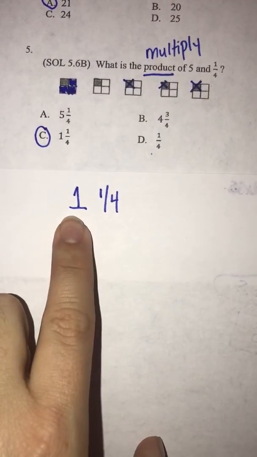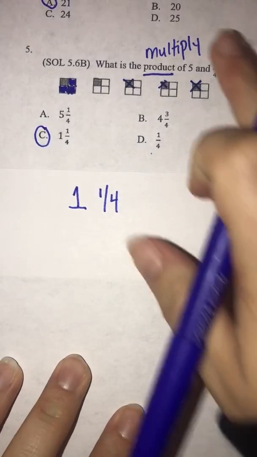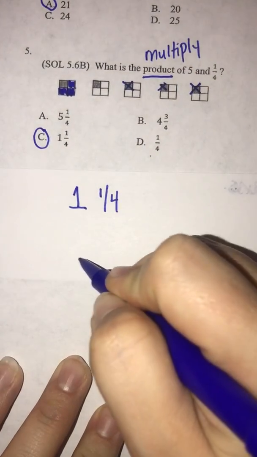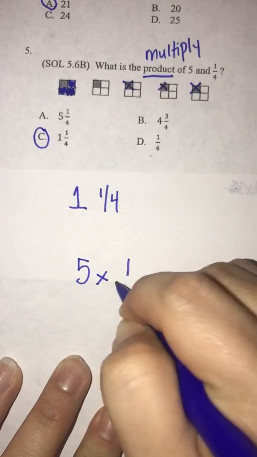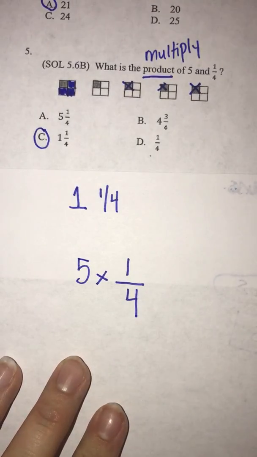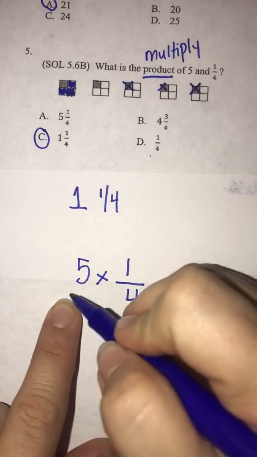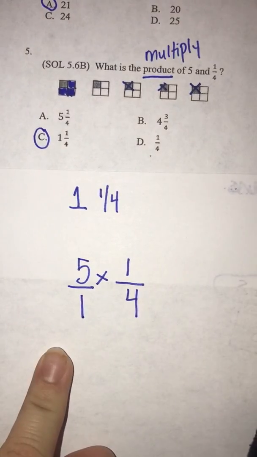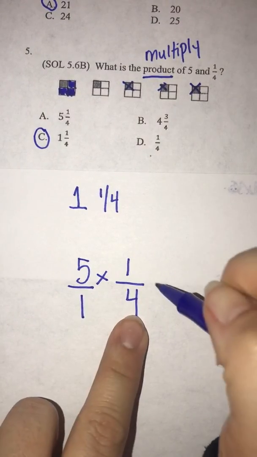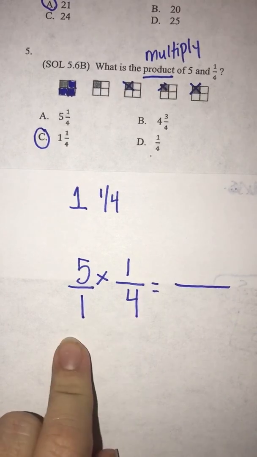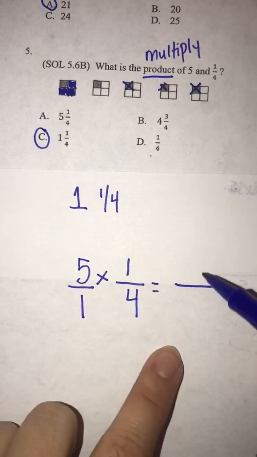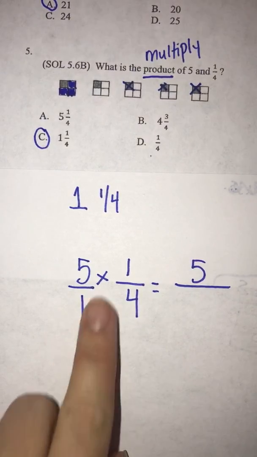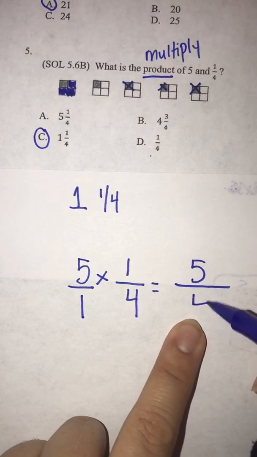Now let me show you how we can get 1 and 1/4 by actually multiplying. So you will set it up with 5. It says find the product of 5 and 1/4. Remember, a whole number can be written over 1. And then when you multiply fractions, you multiply straight across. So 5 times 1 is 5. 1 times 4 is 4.